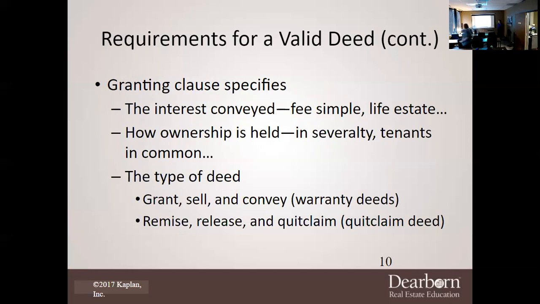It also specifies how ownership is going to be held. Is it going to be in severalty or tenants in common? And it's also the type of deed, which is going to either grant, sell, and convey in a warranty deed, or remise, release, and quitclaim through a quitclaim deed. And we're going to talk about that when we get to that section.